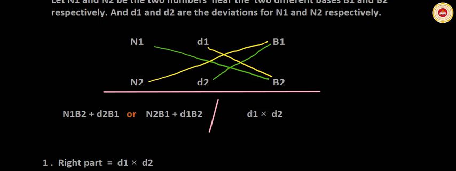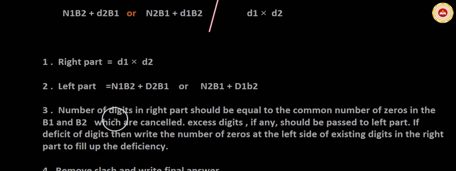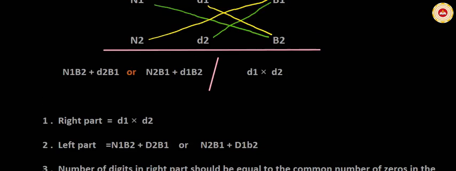Now step number 3. The number of digits in the right part should be equal to the common number of zeros in b1 and b2 which are cancelled. Excess digits, if any, should be passed to the left part. If there is a deficit of digits, then write the required number of zeros at the left side of the existing digits in the right part to fill up the deficiency. Understand this point properly.